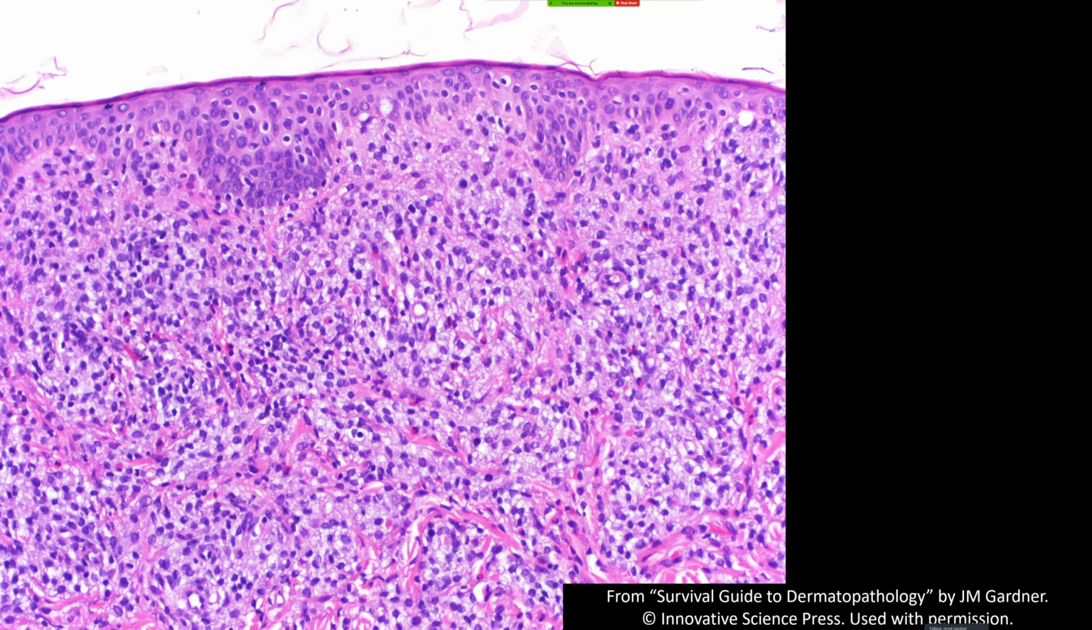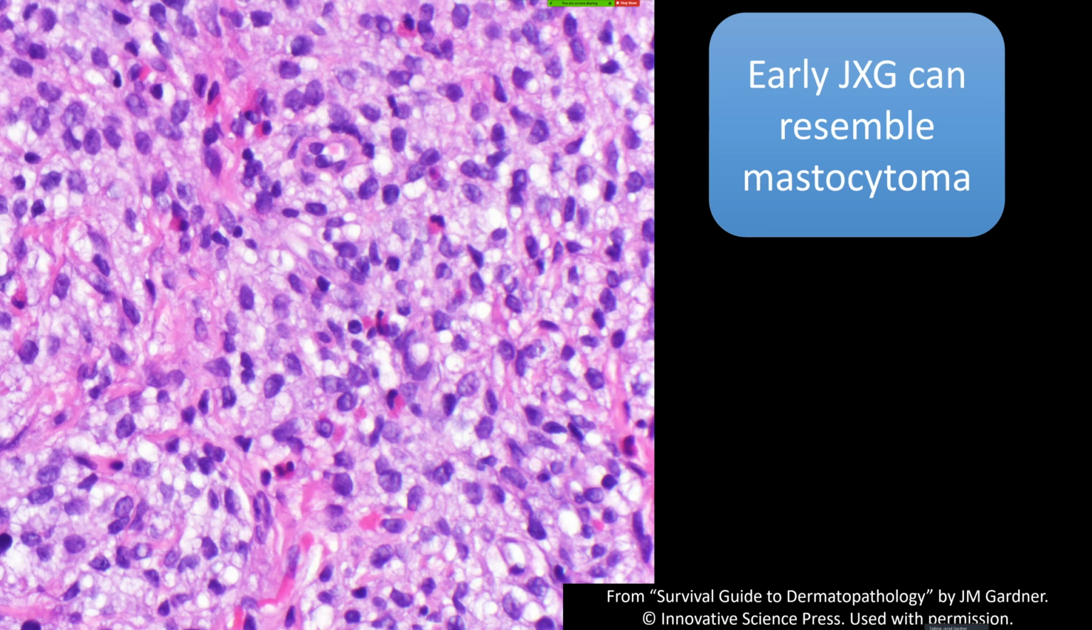But when I did a stain, this was negative for mast cell markers like CD117 and tryptase, and positive for, I think, CD68 or something. So this is what JXG looks like when it's early. An early JXG, when it's first developing, tends to be mononuclear histiocytes with a little bit of foamy cytoplasm, but tends to not have well-developed Touton giant cells yet, or some of the other features. And because of that, the uniformity of it can make it look a lot like a mastocytoma, I think.